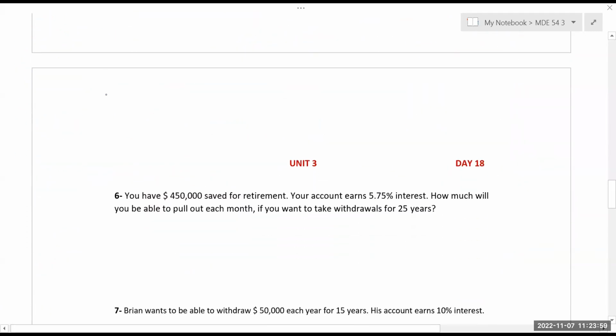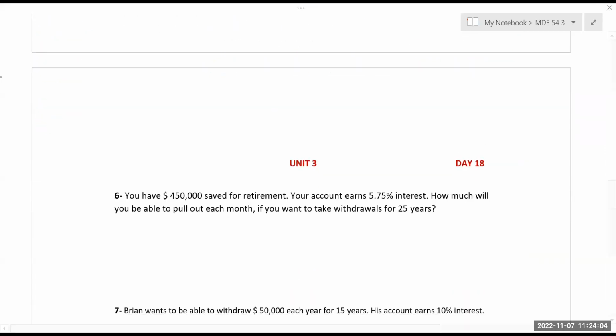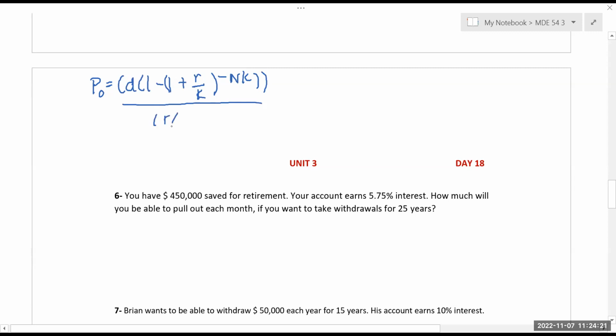Two more examples with the payout annuity. Sorry. So I'm going to write the equation up here just so we have it. And again, it's just a lot easier to know what I'm doing if I have my equation in front of me. Okay. So we've saved this nice lump sum for retirement, 450,000. So that's great, right? That's my P0.